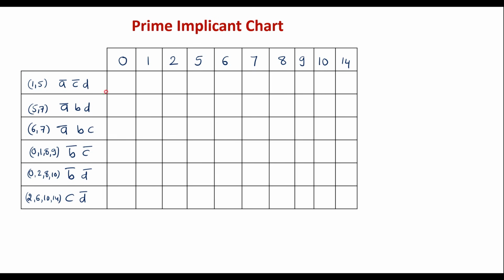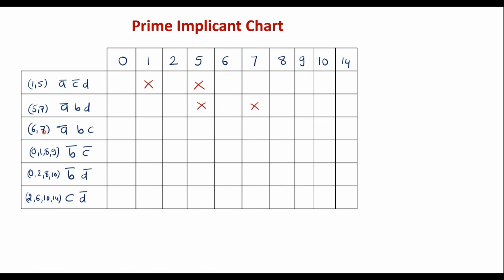So now I will put the cross mark wherever the prime implicant min terms are covered. So here A bar C bar D, the corresponding min terms are 1 and 5. So for 1 I will put cross mark and 5 I will put cross mark. Similarly with respect to second row we have 5 and 7. For 5 I will put cross mark, and 7.